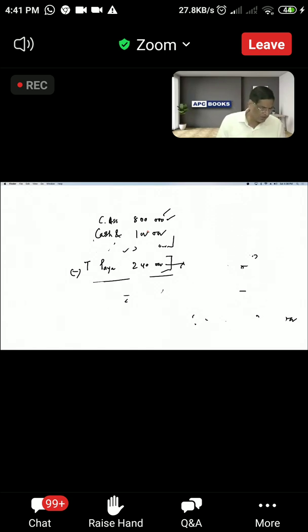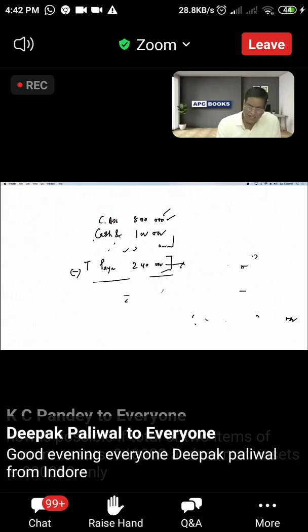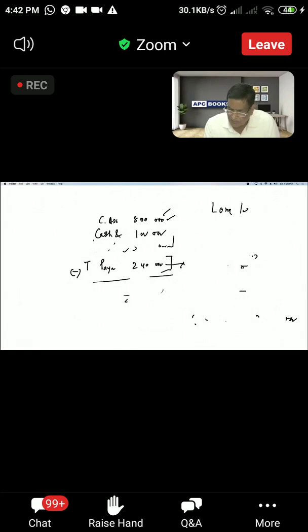We take up illustration number 4. From the following information, calculate debt to capital ratio. Total debt. Remember, for calculating the ratio we require long-term debts. Total debts means long-term plus short-term. Total debts are given, right? Then long-term debts are also given, 360.